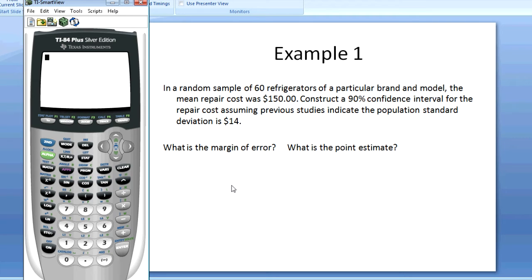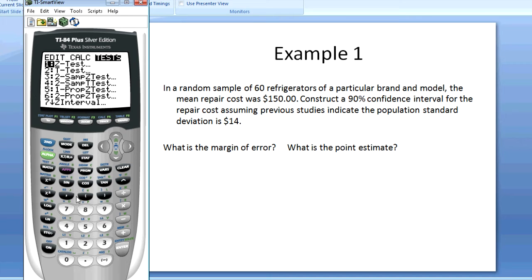So it's not only possible to do confidence intervals by hand, but it's also possible to calculate them using the calculator. So here I am back with example 1, and we already discussed when we did this by hand why this is a z-interval. So let's talk about how to calculate that on the calculator. All I have to do actually is go to stat and then tests, and you want number 7.